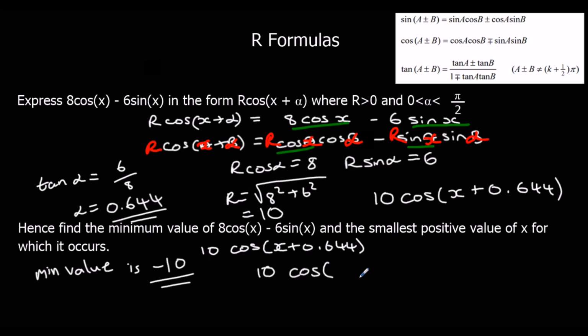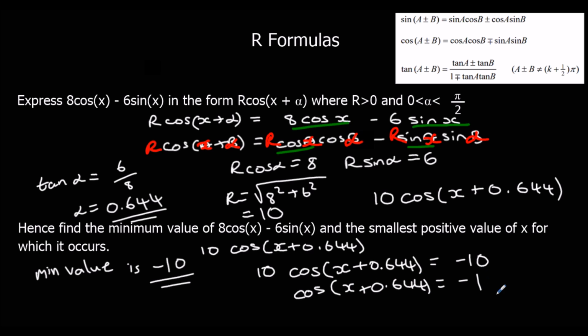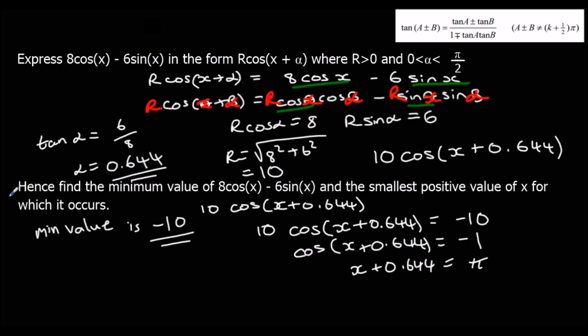And the smallest positive value for x for which it occurs. So when is 10 cos x plus 0.644 equal to -10? So where is cos x plus 0.644 equal to -1? So where is cos -1? That is at pi radians. So if we shift cos -1, we should get pi. And then we're going to subtract 0.644. And we get x at 2.50 to 3 significant figures.